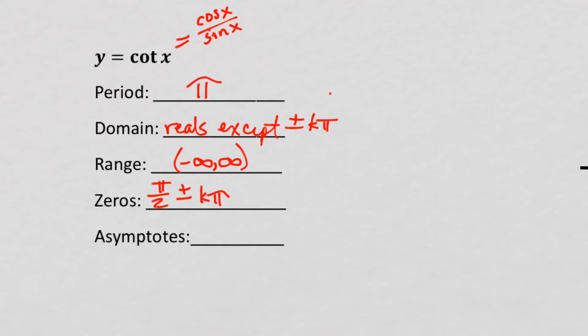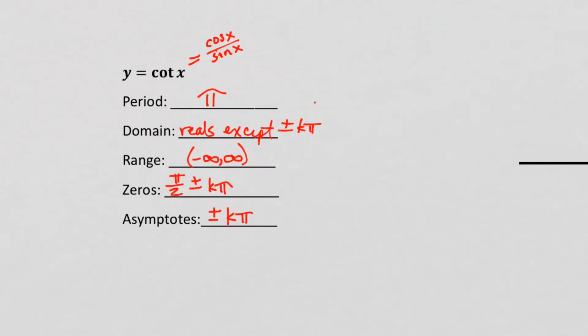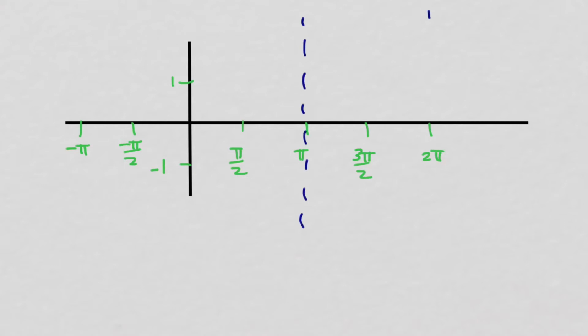And my asymptotes for this one, and your paper may not have the line for that, so go ahead and write it in if it is not there. But I have asymptotes at plus or minus k pi. Alright, now let's go ahead and draw the graph. Make sure you put your labels in. Once you get your graph labeled, go ahead and draw in your asymptotes. Remember, these are happening at all the pi's, which also makes the y-axis an asymptote.